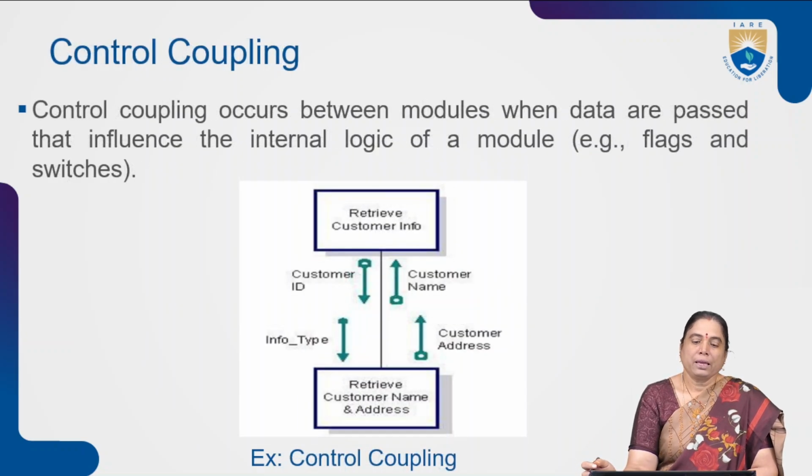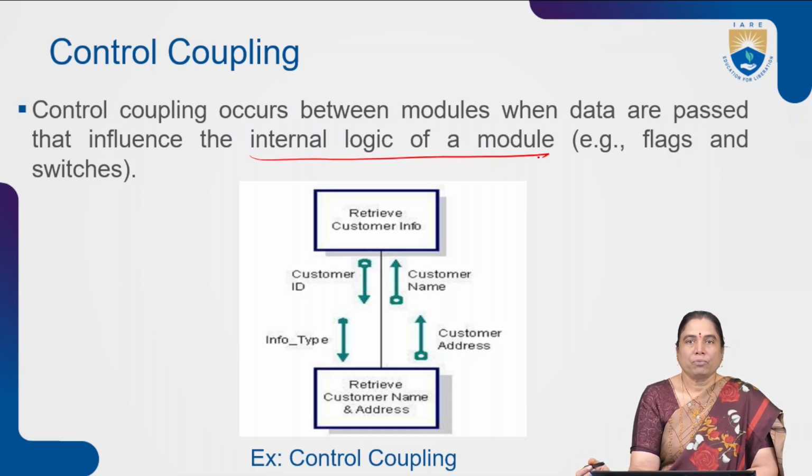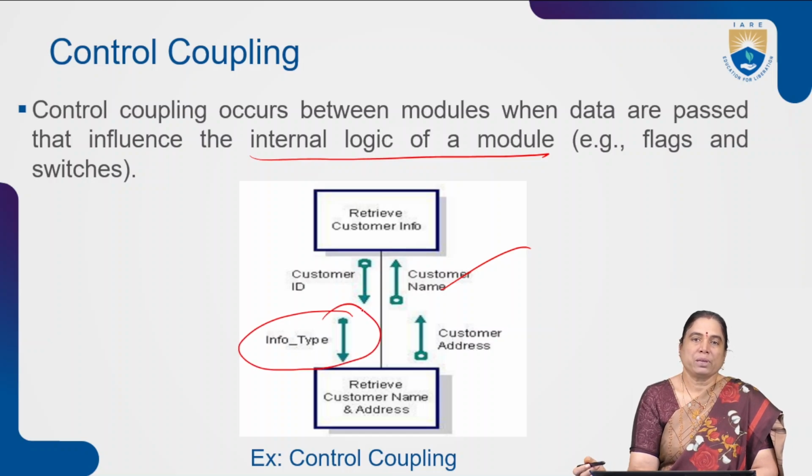Another variety of coupling is control coupling. Control coupling occurs between modules when data are passed that influence the internal logic of the module. For example, flag elements or switches are the best examples of control coupling. So here the customer ID and customer name are data shared between the modules, but the info type, which represents which information must be returned, is used as the flag for control coupling.